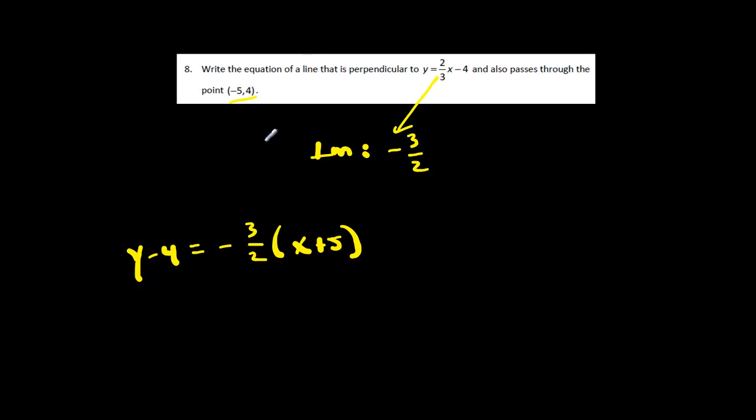Number 8. So we want a perpendicular line to this. So that means the slope of the perpendicular is going to be the opposite reciprocal. So the opposite sign of this and the reciprocal of that. That's your new slope. That's your point. Use point-slope form. Makes things easy. So y minus 4 equals negative 3/2 times x plus 5, since it's the opposite of these.